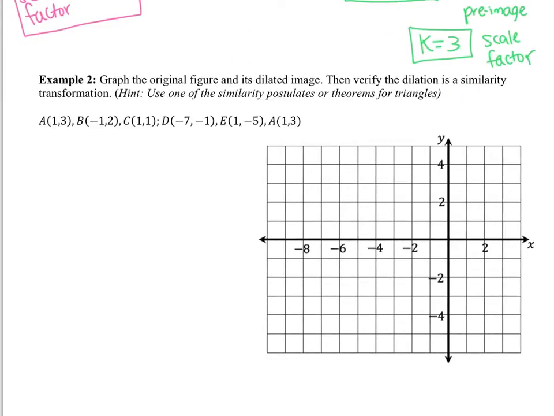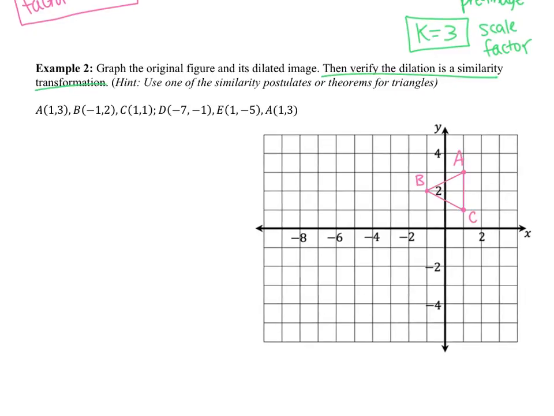Okay, so example 2 says graph the original figure and its dilated image. Then verify, this is where we have to verify the dilation is a similarity transformation. So again, use one of the similarity postulates. Okay, let's go ahead and graph this. I want you to graph it. Pause and graph it yourself. I'm going to graph it so I don't take too much time in the video.